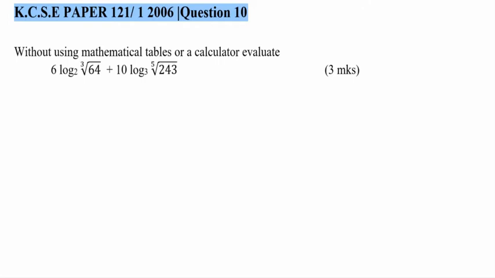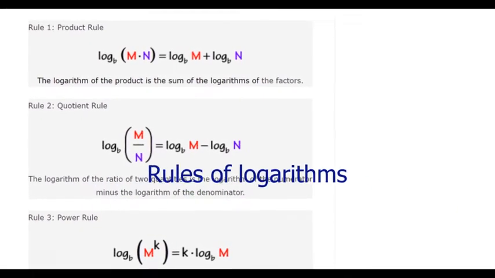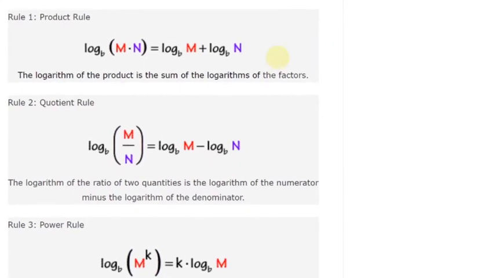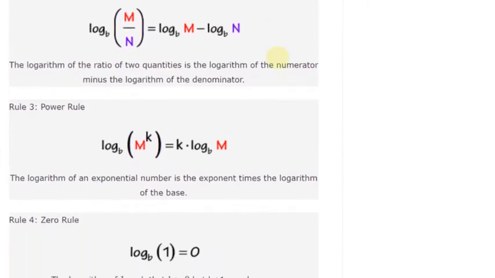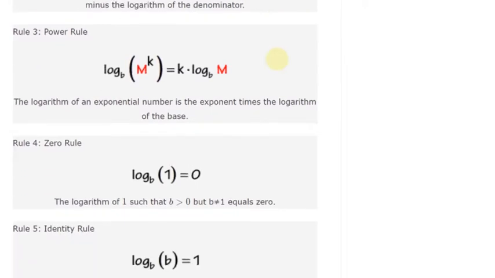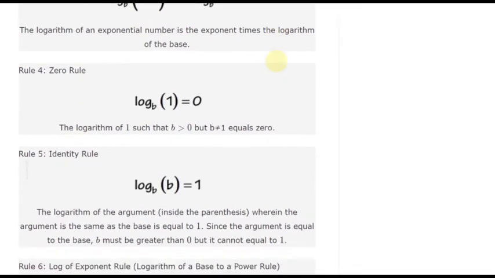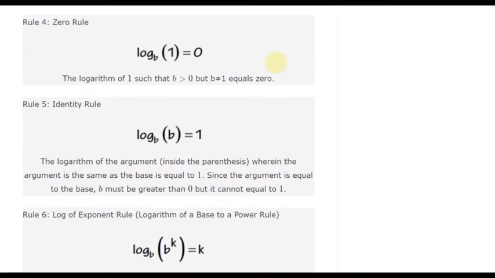Concept number 1: these are the basic rules of logarithms. Rule number 1, you can see it. Rule number 2, the quotient rule. The power rule, which we're using in this question, is rule number 3. Rule number 4 is called the zero rule. Then rule number 5, the identity rule.